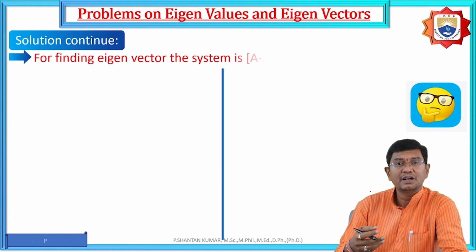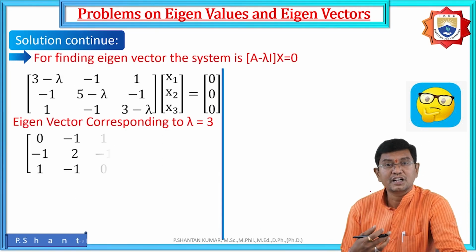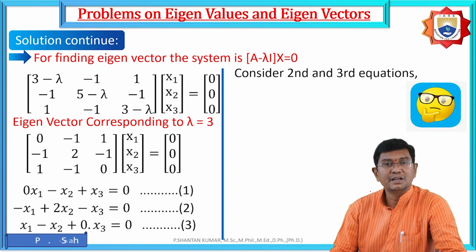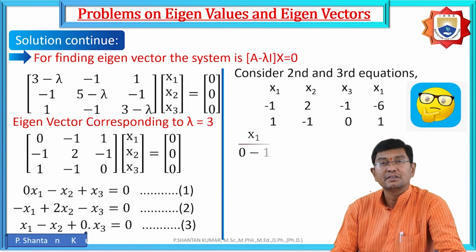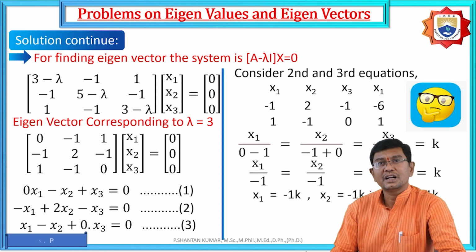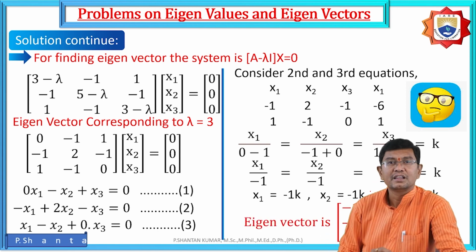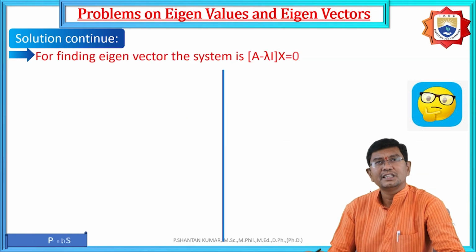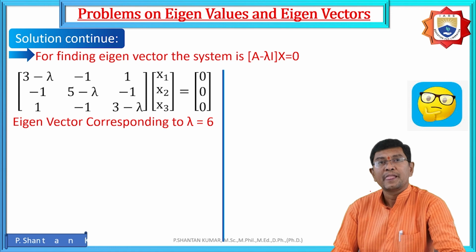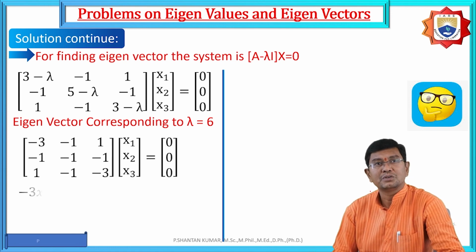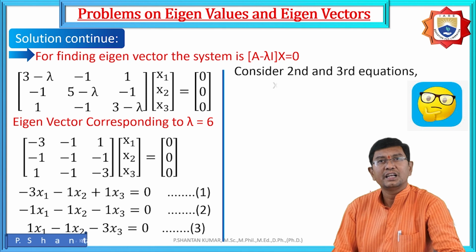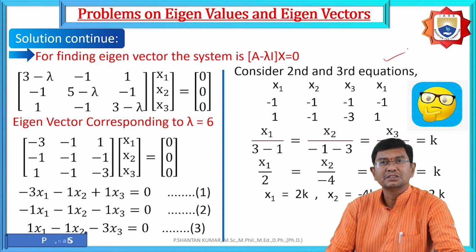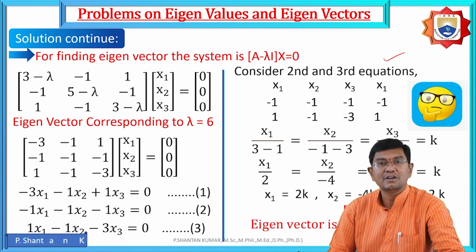And similarly we need to find the corresponding eigenvector for lambda equal to 3. Here also, by using the equation format and solving any two, that is, different equations, we observe that the eigenvector corresponding to lambda equal to 3 is 1 comma 1 comma 1. And similarly we find the third eigenvector, corresponding to lambda equal to 6. Here also, by taking any two equations, it is 1 comma minus 2 comma 1.